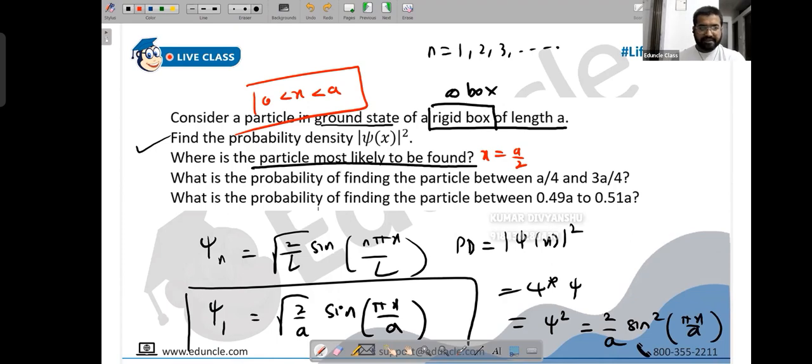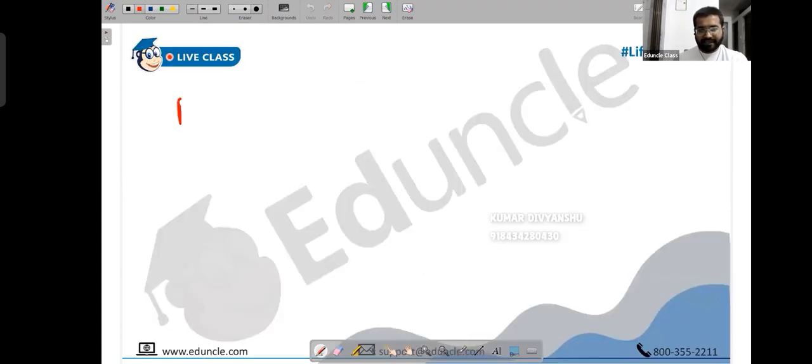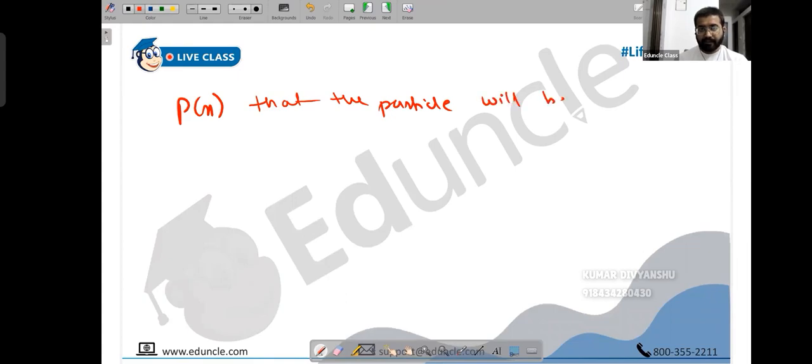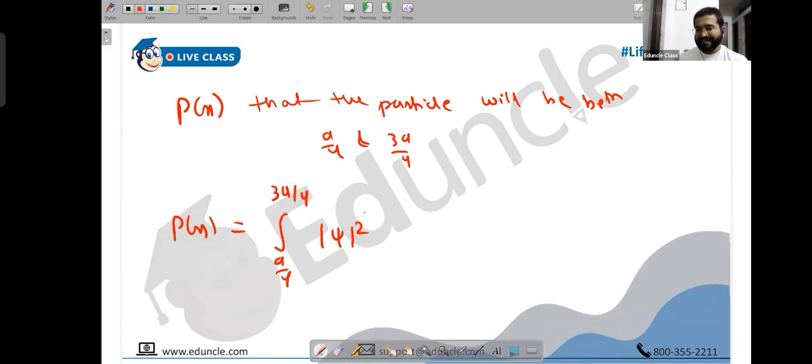No problem. So next. What is the probability of finding the particle between a by 4 and 3a by 4? For that we need to recall the formula. What is P of x, people? If they are asking the probability that the particle will be between a by 4 and 3a by 4, how do we write this? When you write a to b, you have to write a by 4 to 3a by 4 of mod psi square, or psi star psi, whatever, dx, the whole upon 0 to a of mod psi square dx.